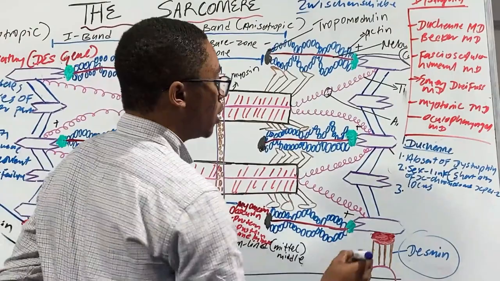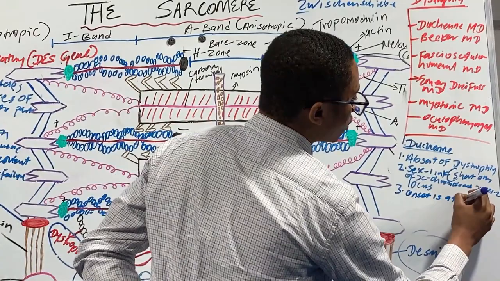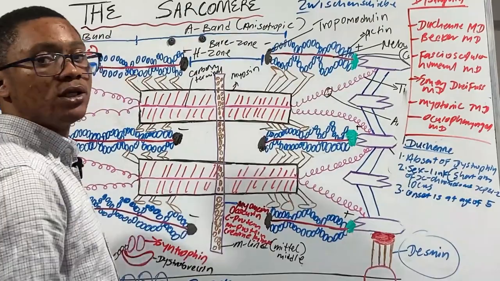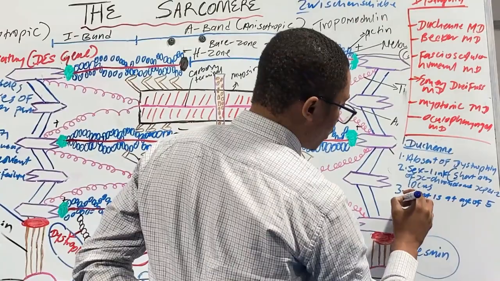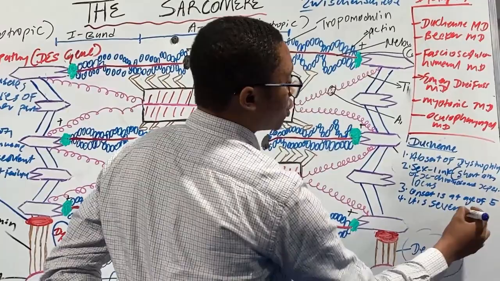The next point we'll look at is the age of onset. The onset of the disease is at the age of five. The disease starts showing its symptoms at the age of five in boys, and it's very, very severe. Let's make that very important, because that is how we can differentiate Duchenne and Becker. Becker is less severe. It is milder.